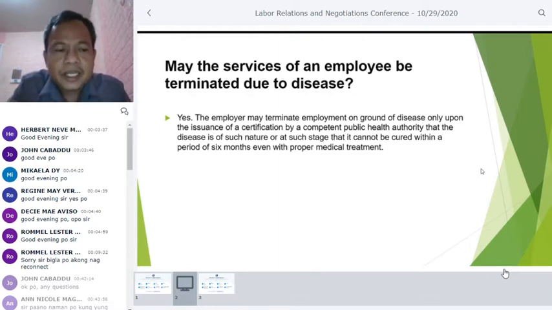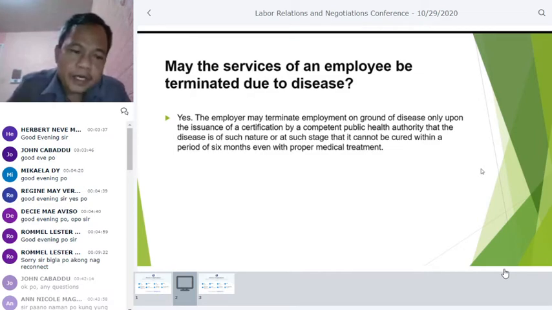Kaya nga dapat, yung mga company, they should have their own doctors or physician. Lalo na yung mga factories, dapat they should have their own physician, at hindi lang basta first aider lang. So, ang sabi dito, yung disease is of such nature or at such stage that it cannot be cured within a period of 6 months, even with proper medical treatment.